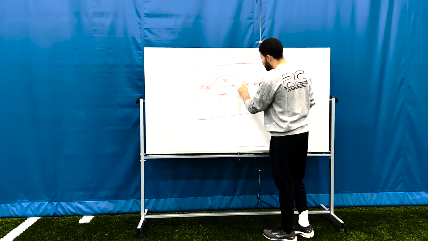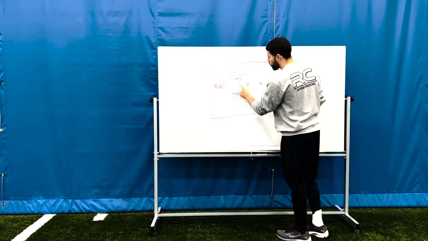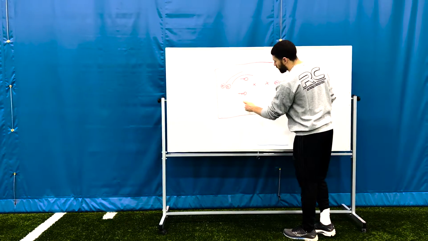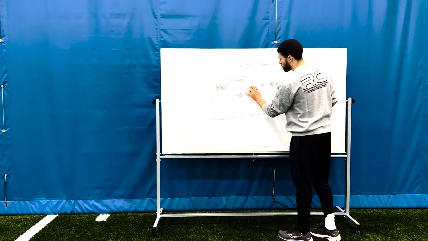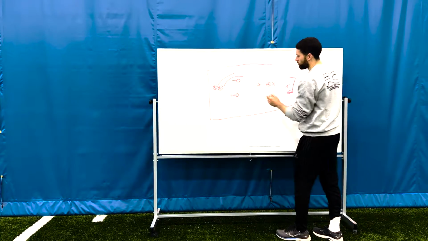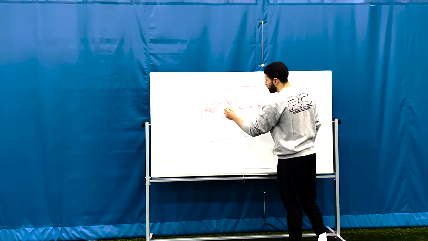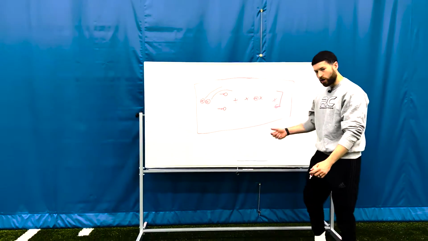Okay? Now you can see what I'm talking about when we're trying to create a 3v2. If we're quick enough, we're taking this player out of it. He's gone. He's not even here. And we have 1, 2, 3 against 2. Obviously, if we're too slow, it'll end up being 3v3. So let's talk about that.